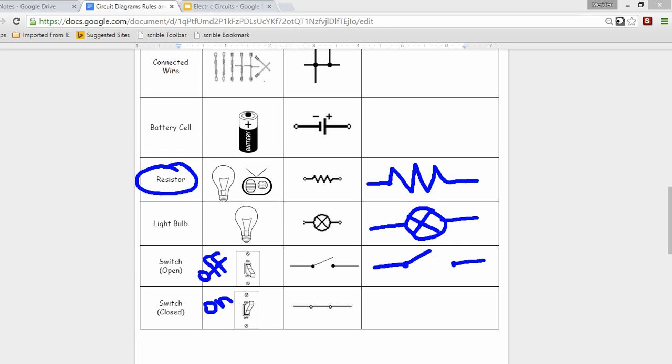So an open switch, we're going to have our wires, and it's like a drawbridge is up. It's not down, they're not touching. A closed switch is like the bridge is down. You need to draw the dots here so I know that there's a switch. That's the difference between a switch and a wire. This is just a wire. And this is a switch. Make sure you have the difference. So at this point, you should have all of these symbols, and we're ready to start drawing our circuit diagrams.